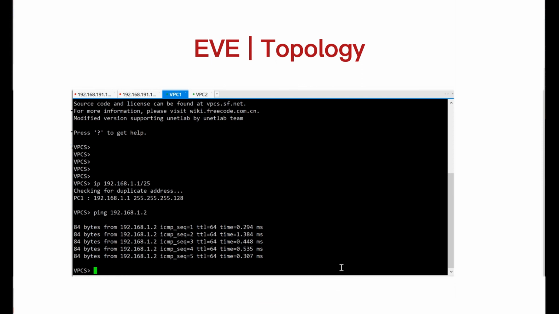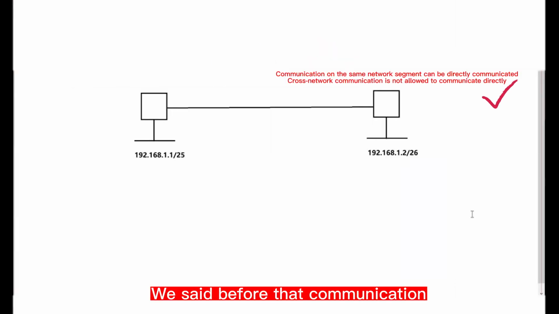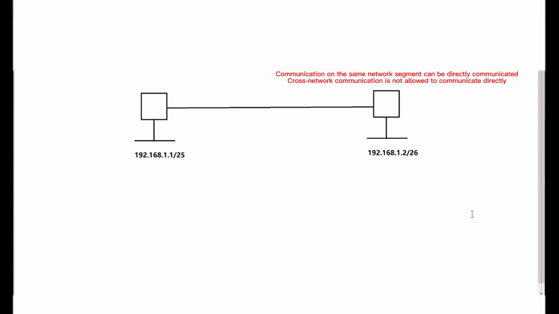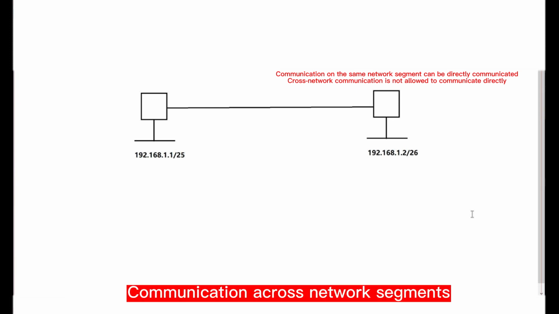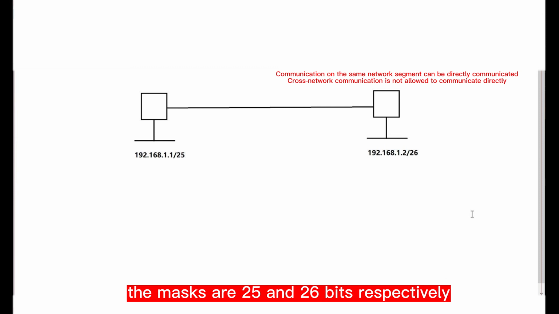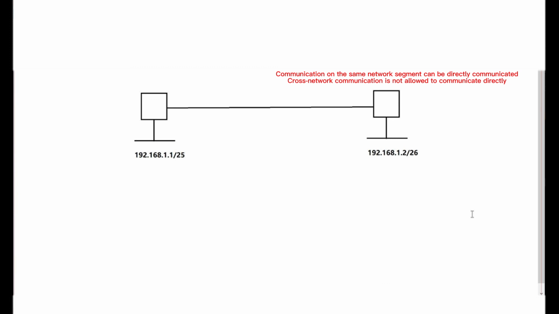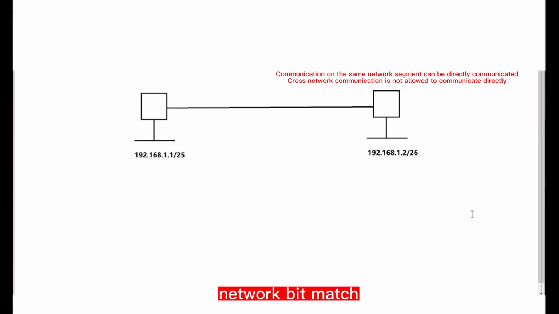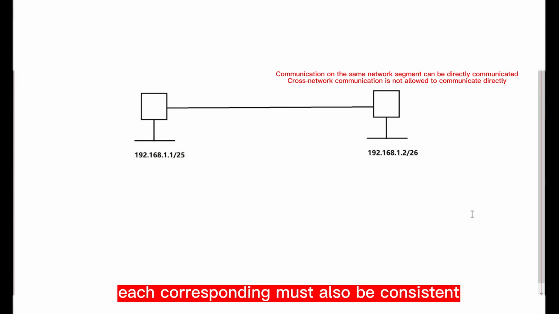Why does it work? We said before that communication on the same network segment can communicate directly. Communication across network segments cannot communicate directly. They must be across subnets now. The masks are 25 and 26 bits respectively. It's definitely not consistent. The same network bit is called the same network segment. The network bits must also be consistent.